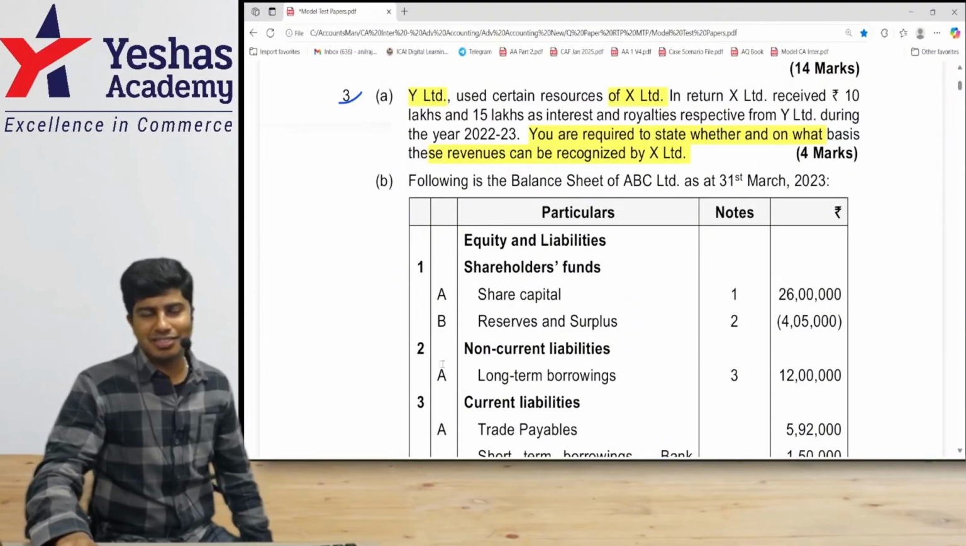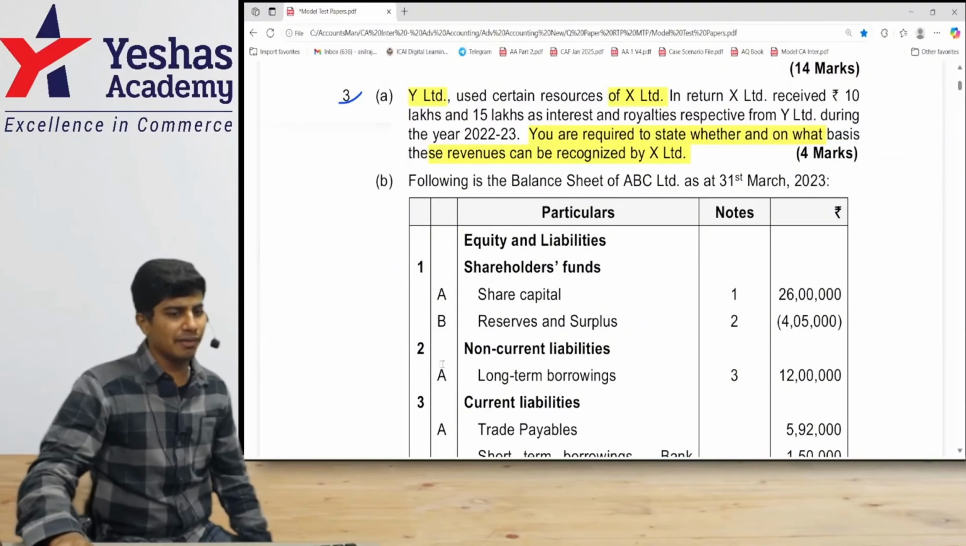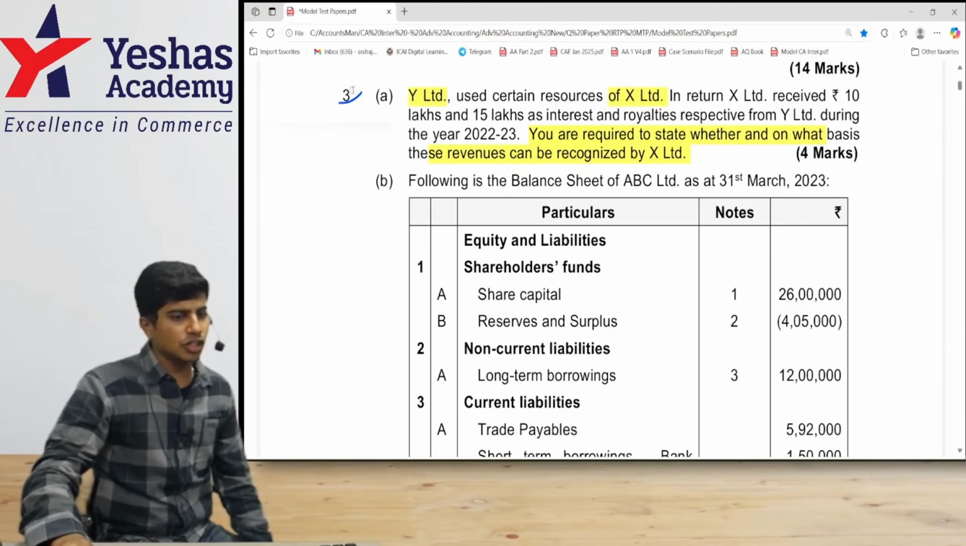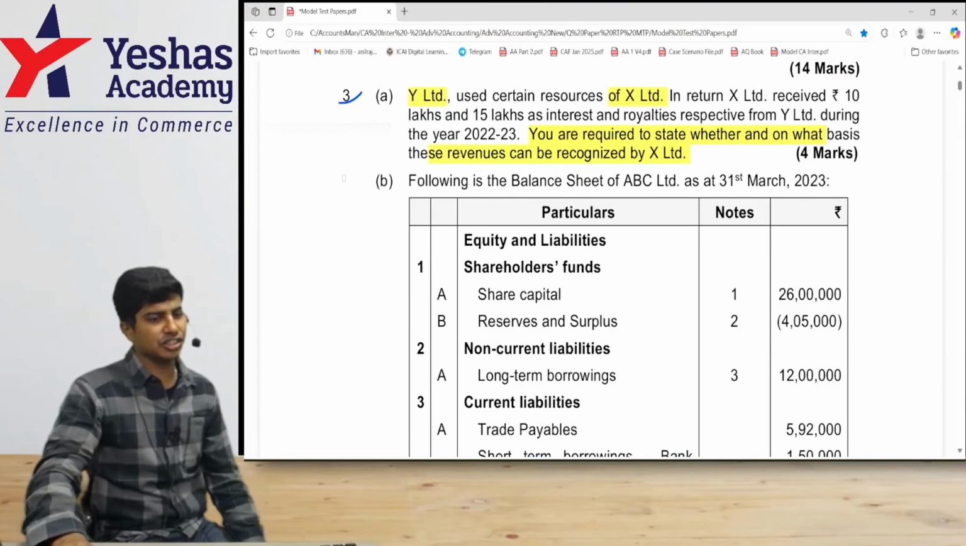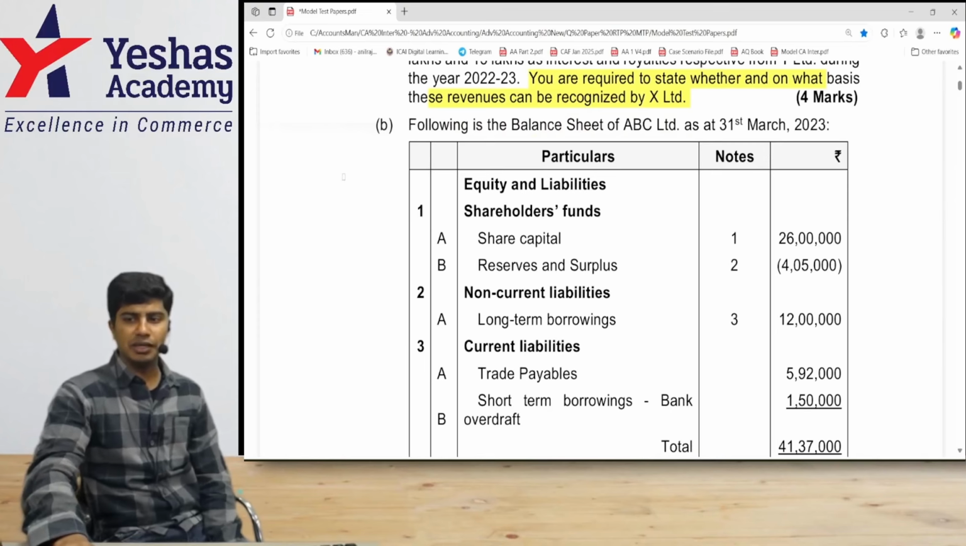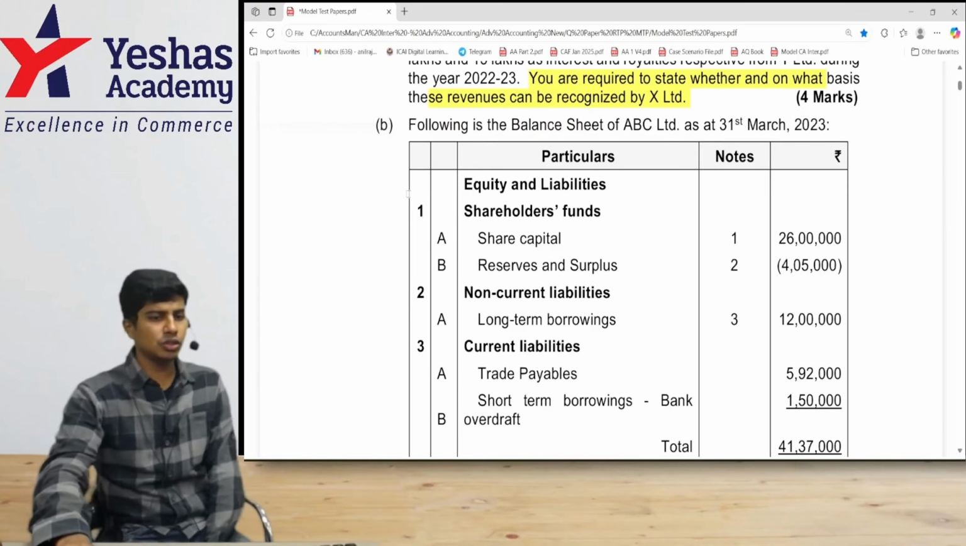Let's now solve question number 3B from our model test paper number 1. This question 3B is on the topic of internal reconstruction. They've given the balance sheet of the company ABC Limited. What is it that they want us to do?